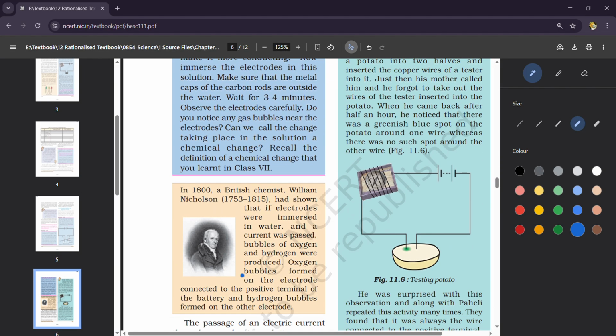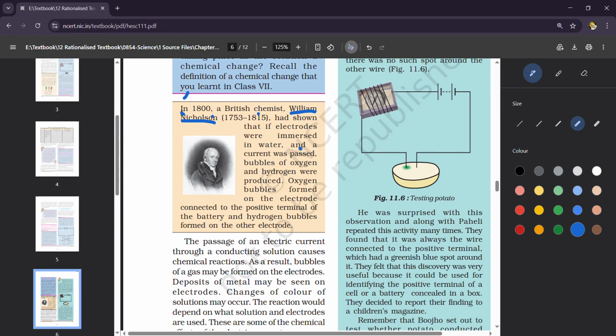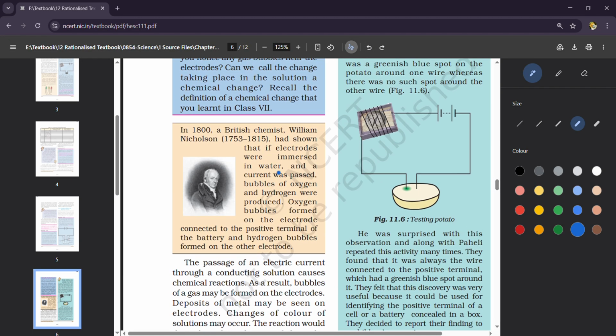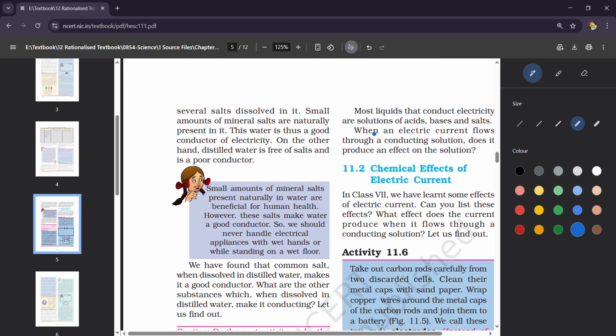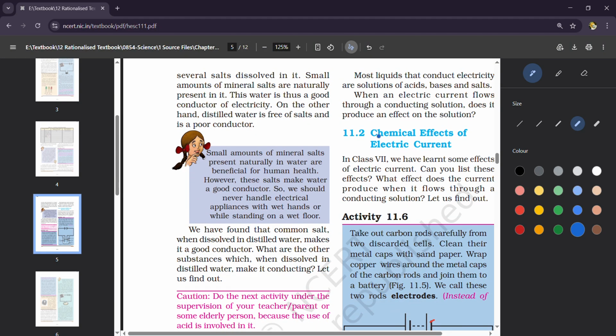Now let's come, this is the important part. In 1800, a British chemist named William Nicholson showed that if electrodes were immersed in water, the thing we talked about was created. He found the electrolysis of water. Now the bubbles are formed. We know about that. So in the chemical effect of electric current, bubbles may be formed on the rods.